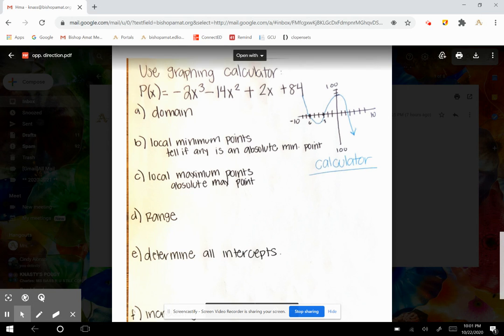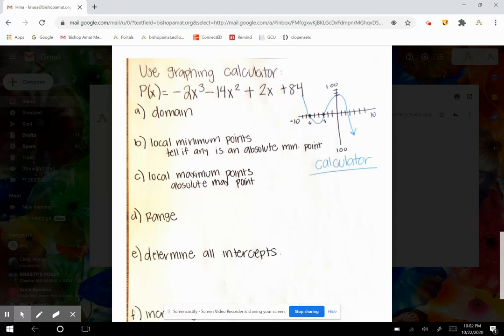Okay, let's look at an example. This example is actually number 59 from your book. So what I did was I took this equation and went to my calculator because it says to use your graphing calculator. I went to y equals and plugged it in. Now I also changed my window range. And how did I change my window?